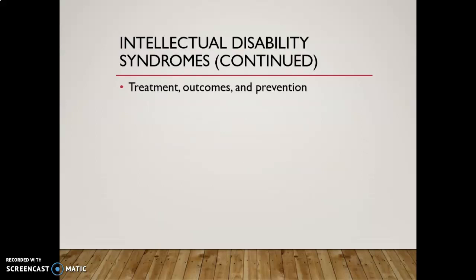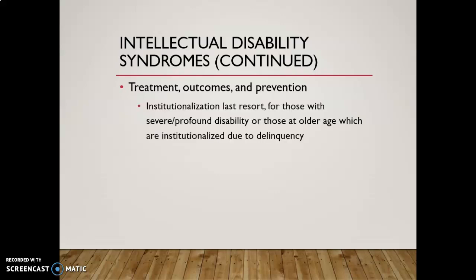Treatment outcomes and prevention. We're going to start with worst case, which is institutionalization. For those who have a severe or profound intellectual disability, very often, once their parents cannot take care of them, or if their parents cannot take care of them, this is where they go. Or those at an older age that are institutionalized due to delinquency. You have teens who are acting up or whatnot. They can wind up again being institutionalized.